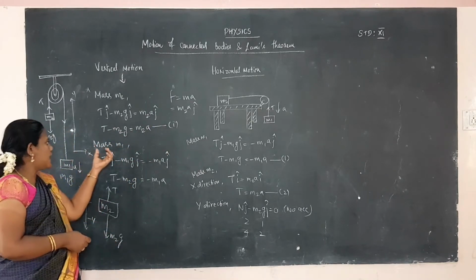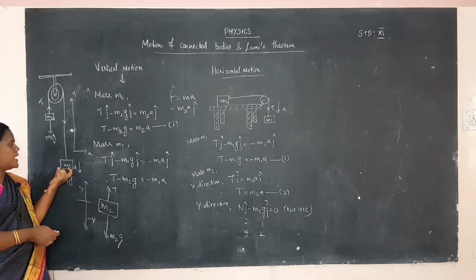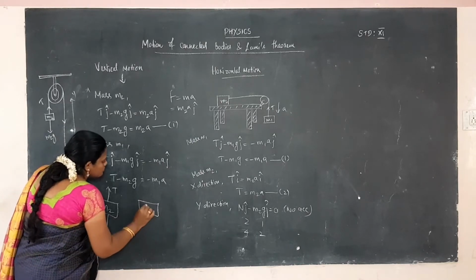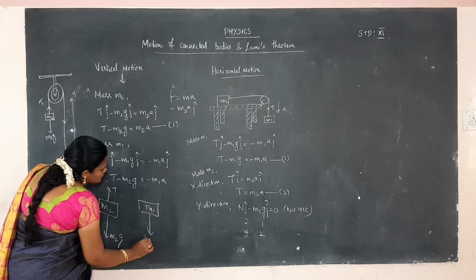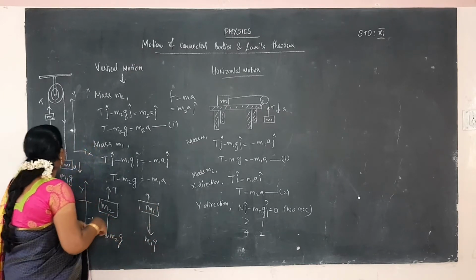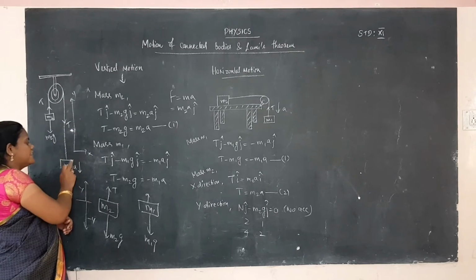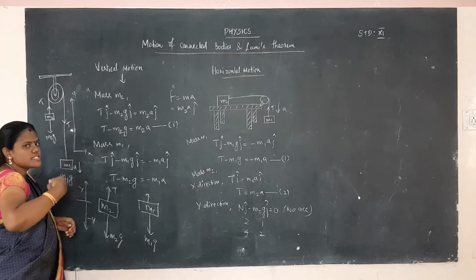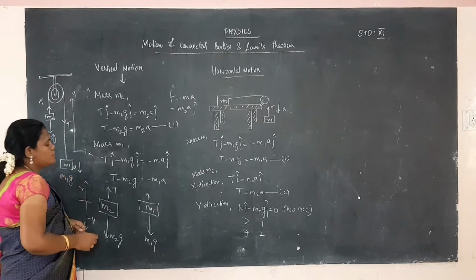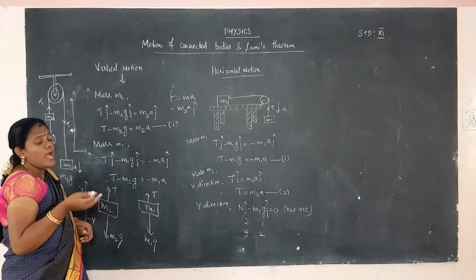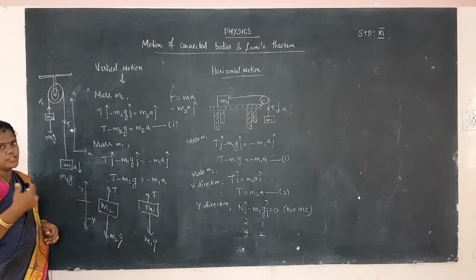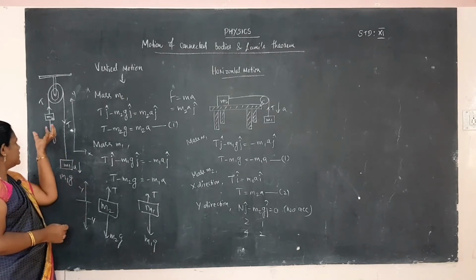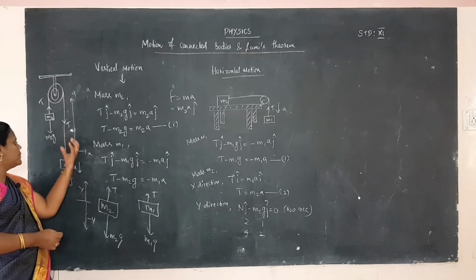Then mass m1. Now we consider the mass m1. What forces are acting on m1? The downward gravitational force, m1g, and the upward tension, since the weight exerts a force on the string connected to the pulley, so the string has some tension exerted by mass m1. The tension acts upward, and the total force will be taken as negative. Why? Because this weight is moving upward and this weight is moving downward.